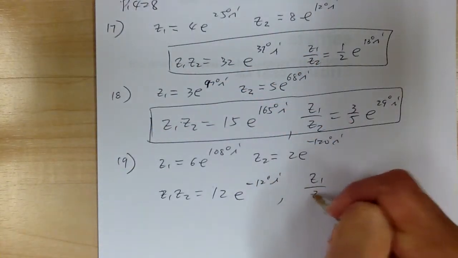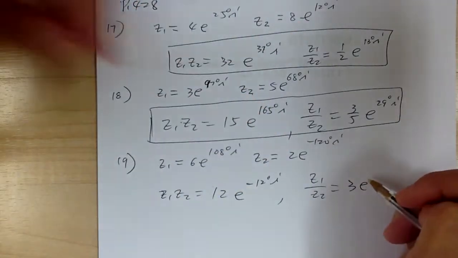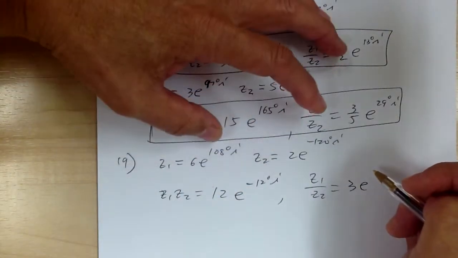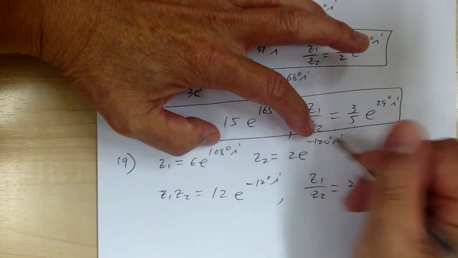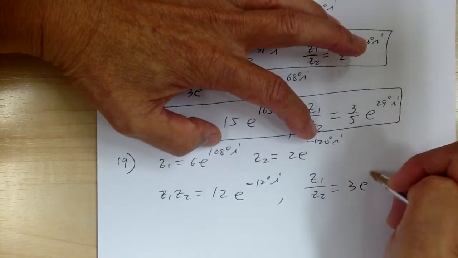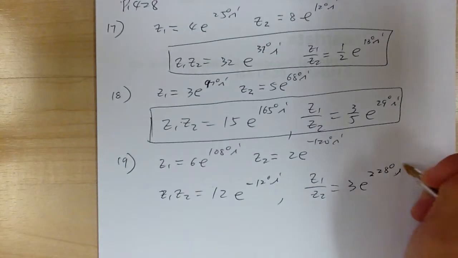Now z1 divided by z2, when you divide, 6 divided by 2 gives you 3, right? And when you divide, you have to subtract, so this subtract that. Now this is already negative, so minus negative becomes positive, so it becomes 228 degree i.